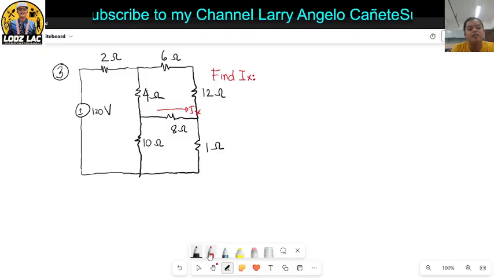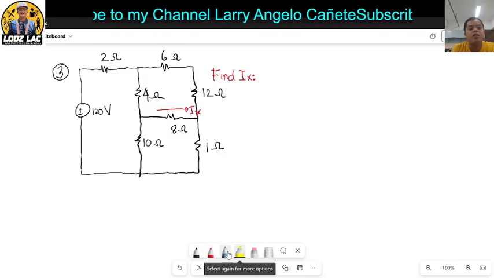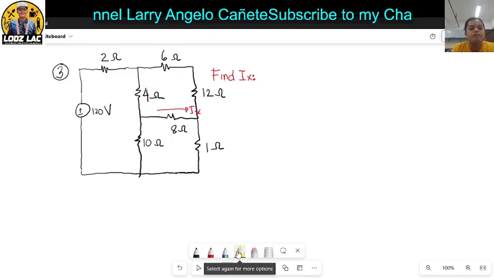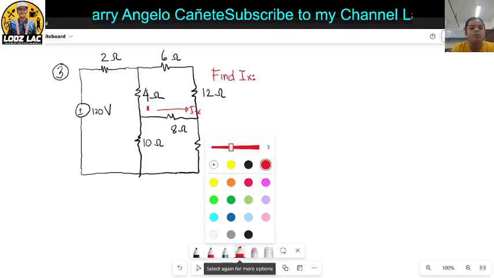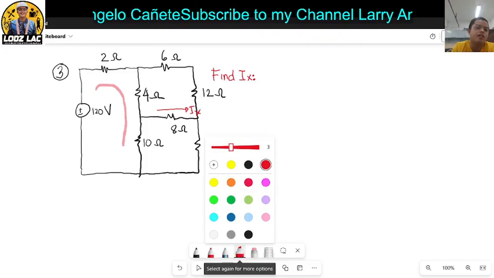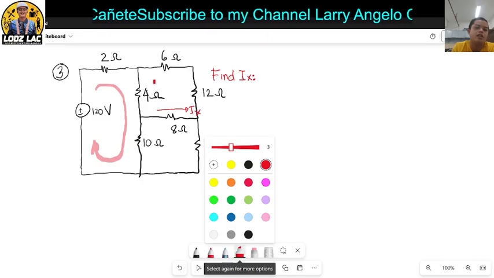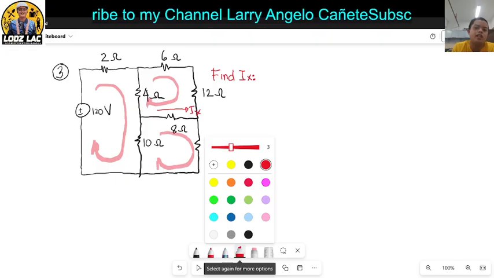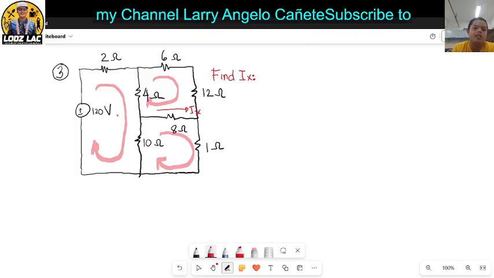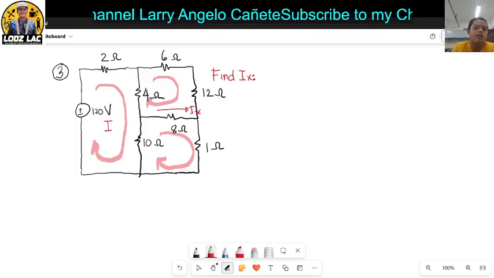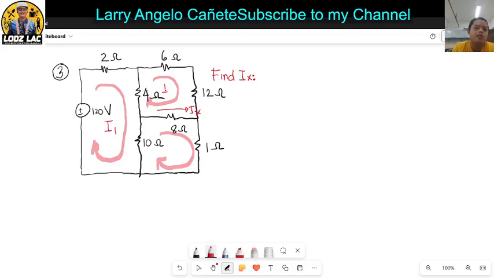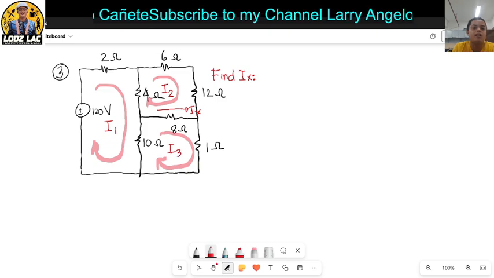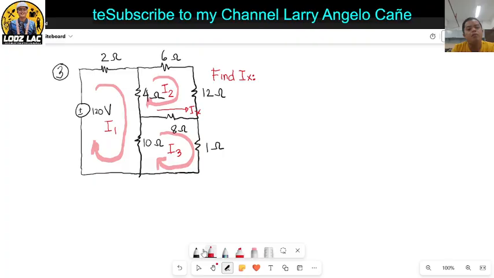Same as usual, we select mesh 1, mesh 2, and mesh 3. These are the meshes, so we have three meshes. I will designate this one as my mesh current I1, this is my mesh current I2, and this is my mesh current I3. So now solving for the equations.